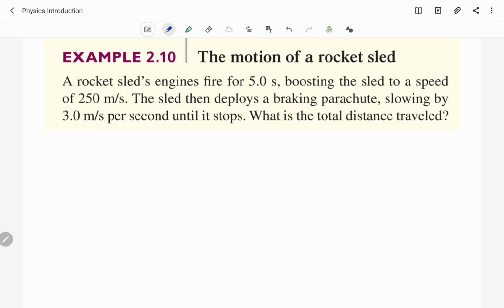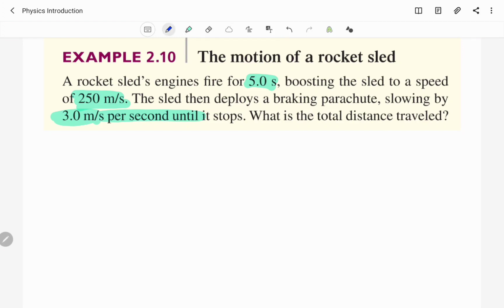So first of all, when you read the given information of the problem, you should highlight some very important information. Here, what we understand: in the initial 5 seconds it accelerates, and this acceleration is unknown, but after 5 seconds its velocity becomes 250 meters per second. We can understand that initial velocity equals 0. Then after 5 seconds, what happens? Velocity decreases with acceleration 3. If you read it carefully, this acceleration is 3 meters per second squared. Then it stops. Now we need to find the total distance.